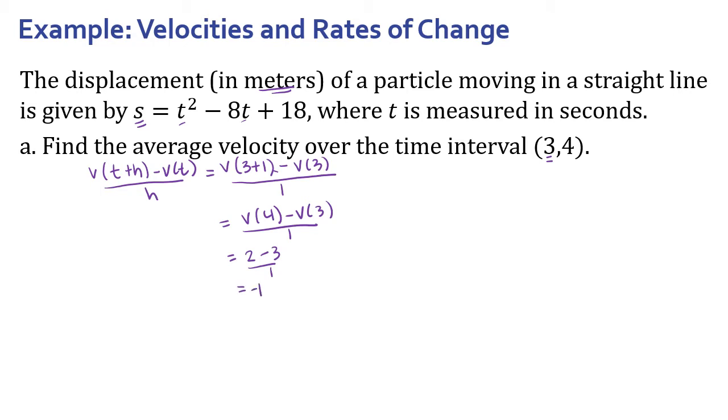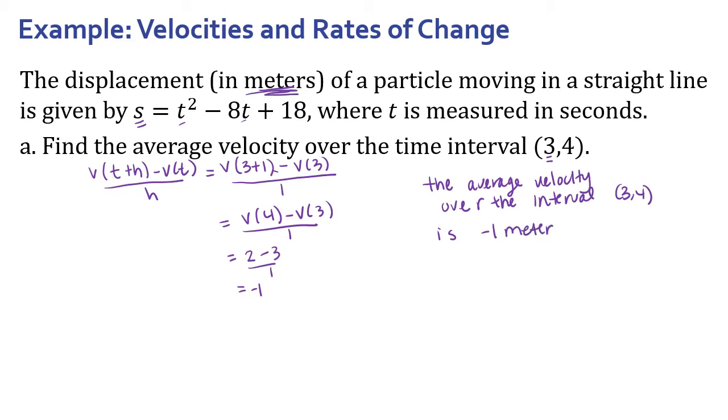So we need to put this in a sentence, and we need to make sure that we're using appropriate units. So the average velocity over the interval 3, 4 is -1. And let's figure out our units. We've got the change in y, which is going to be in terms of meters, per the change in x. Those x values, that input value was t, which was seconds.